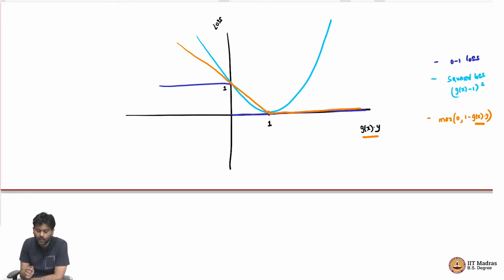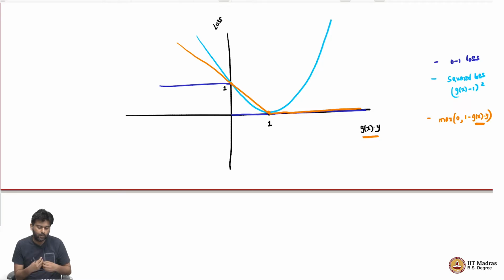Now, as you can see, even if g(x) times y is a large positive quantity, the loss that I get is still 0, whereas in squared loss it started increasing, because that is tuned for a regression problem, whereas this loss is tuned for a classification problem. On the other hand, it is still not the same as the 0-1 loss. Of course, it cannot be the same as the 0-1 loss.